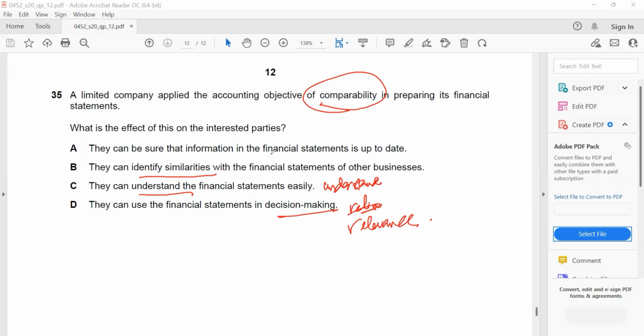Whereas they can be sure the information is up to date, this is more about reliability. Okay, so the answer should be the second one. So that is for the paper that I discussed for today.